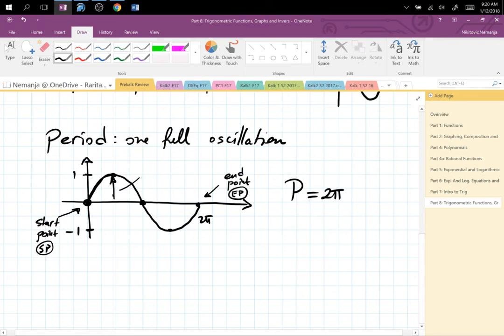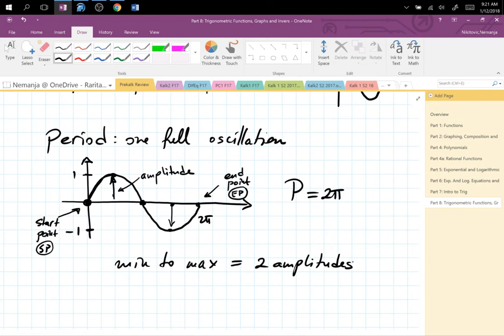This is called the amplitude. So from 0 to the max point is the amplitude, and from the 0 to the min point is also amplitude. So the entire height of this wave is 2 amplitudes. So min to max equals 2 amplitudes, because amplitude is measured from x-axis to either min or a max. So you have 2 amplitudes from there.